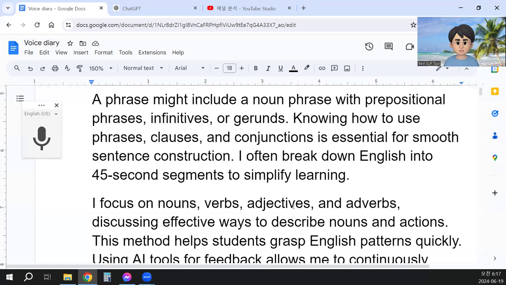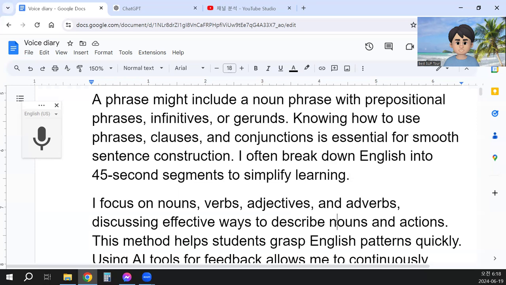A phrase might include a noun phrase, prepositional phrase, infinitive, or gerund. Knowing how to use phrases, clauses, and conjunctions is essential for smooth sentence construction. I often break down English into 4-5 second segments to simplify learning. I focus on nouns, verbs, adjectives, and adverbs to discuss effective ways to describe nouns and actions.